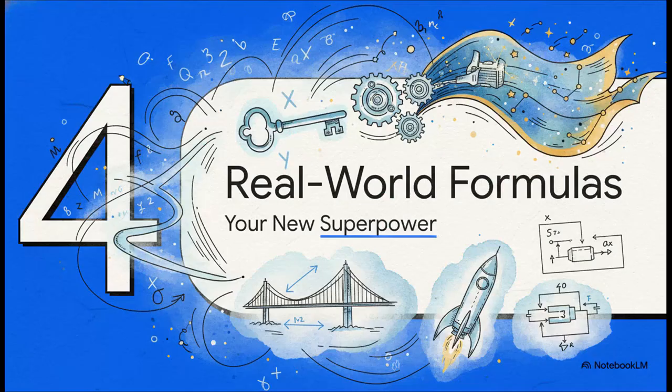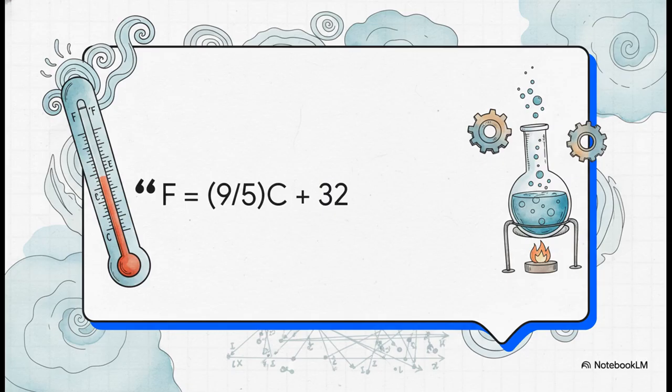Big difference. So you might be asking yourself, why do we just spend all this time rearranging letters? Because this isn't just some abstract math exercise. This skill is basically a superpower that lets you unlock and use formulas all over the real world. Take something you've actually heard of, converting temperatures. The standard formula to go from Celsius to Fahrenheit is right here. It's a perfect example of one of these literal equations that we use all the time.